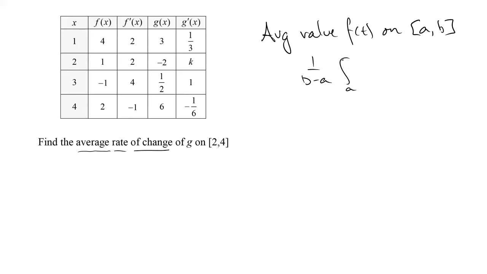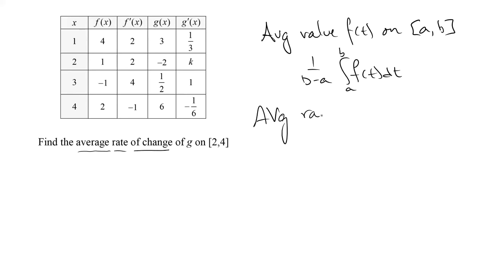Just a reminder that the average value of, let's say, f of t on an interval from, let's say, a to b, that formula is 1 over b minus a times the integral from a to b of f of t dt. And that would yield the average value of whatever the function f of t represents. Well, in this problem, we're looking at the average rate of change.